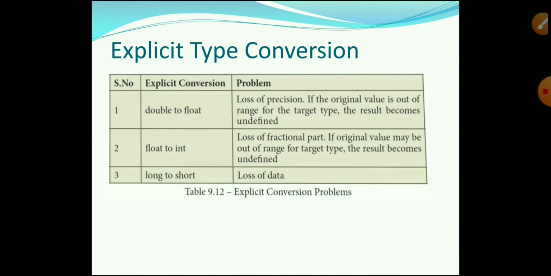So whenever we do explicit conversion, double to float, float to int, long to short, some of the values will be undefined. It will be a loss. This is called the explicit type conversion method. What are the problems in this way of type conversion? Let's see an example.